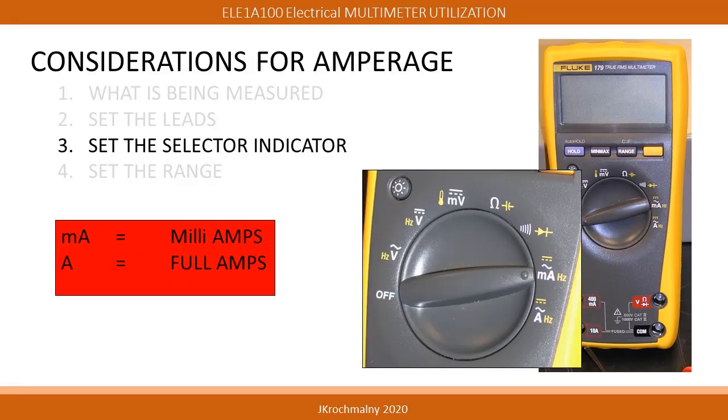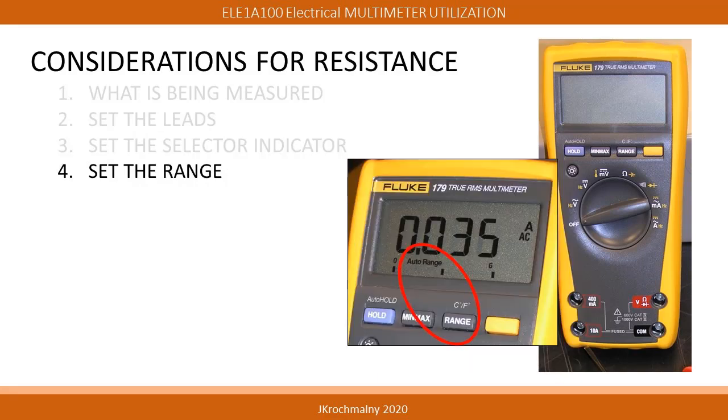Step 3 says to move the selector switch to the milliamp or full amp position. Notice the symbols above these letters involving the solid dashed lines and the sine wave. Step 4 requires us to set the range for the expectant measurement.